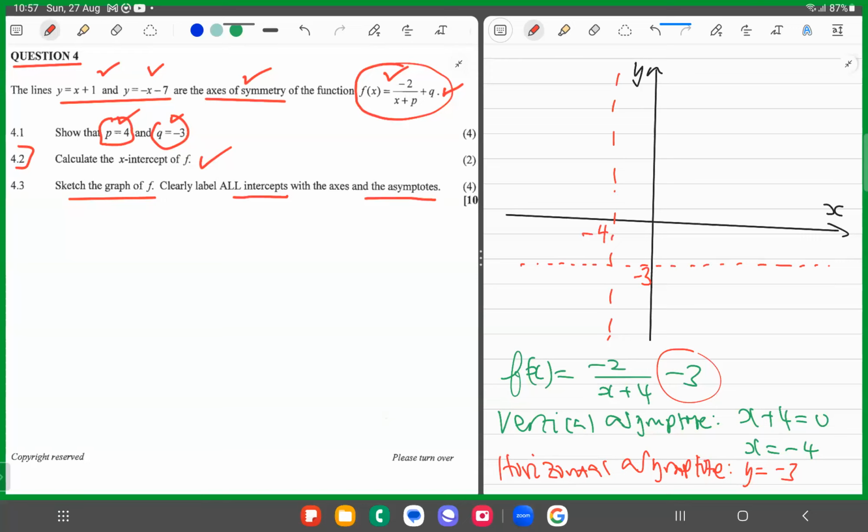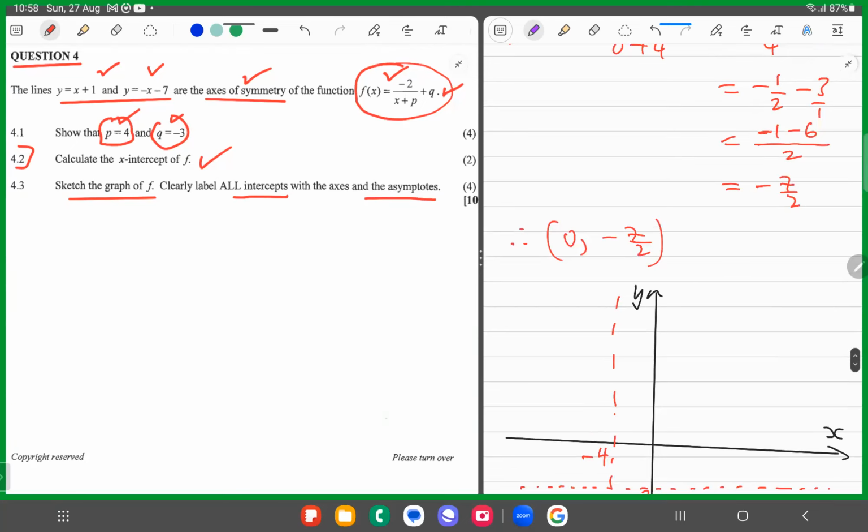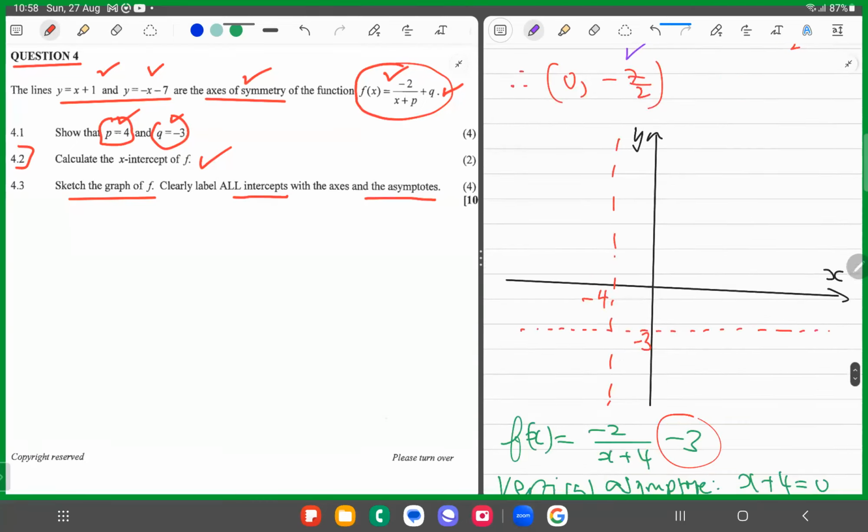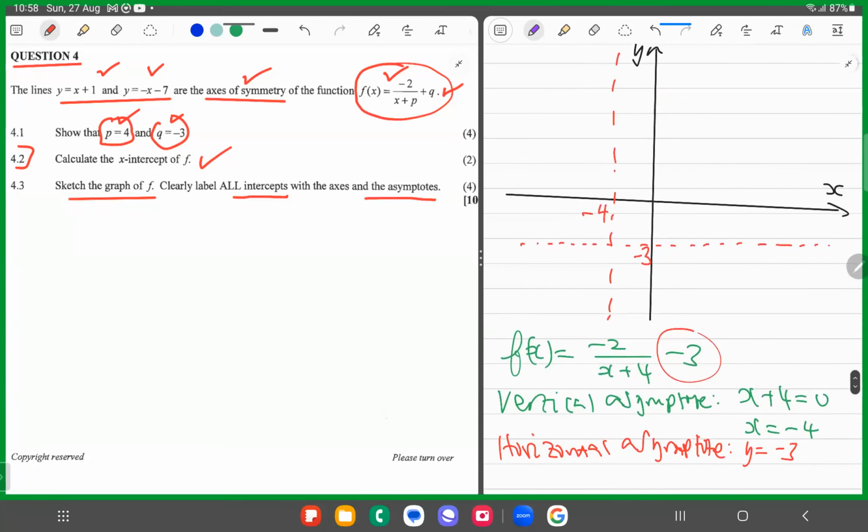x is minus 4 and y is minus 3. All right, now we have found the intercepts with the x's. We have found the y-intercept, which is at y equals minus 7 over 2, which is like minus 3.5. So minus 3.5 is somewhere there, and we can sketch.